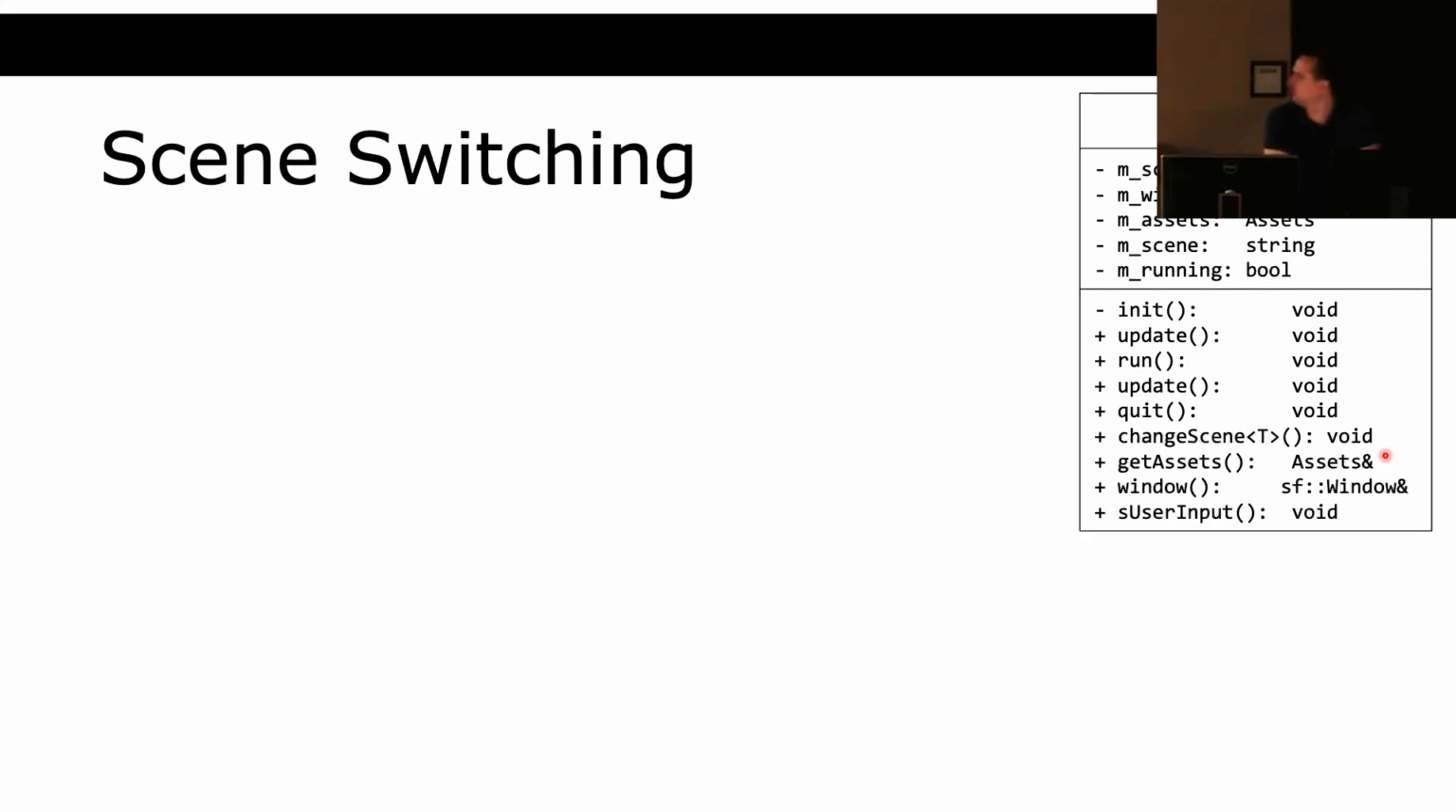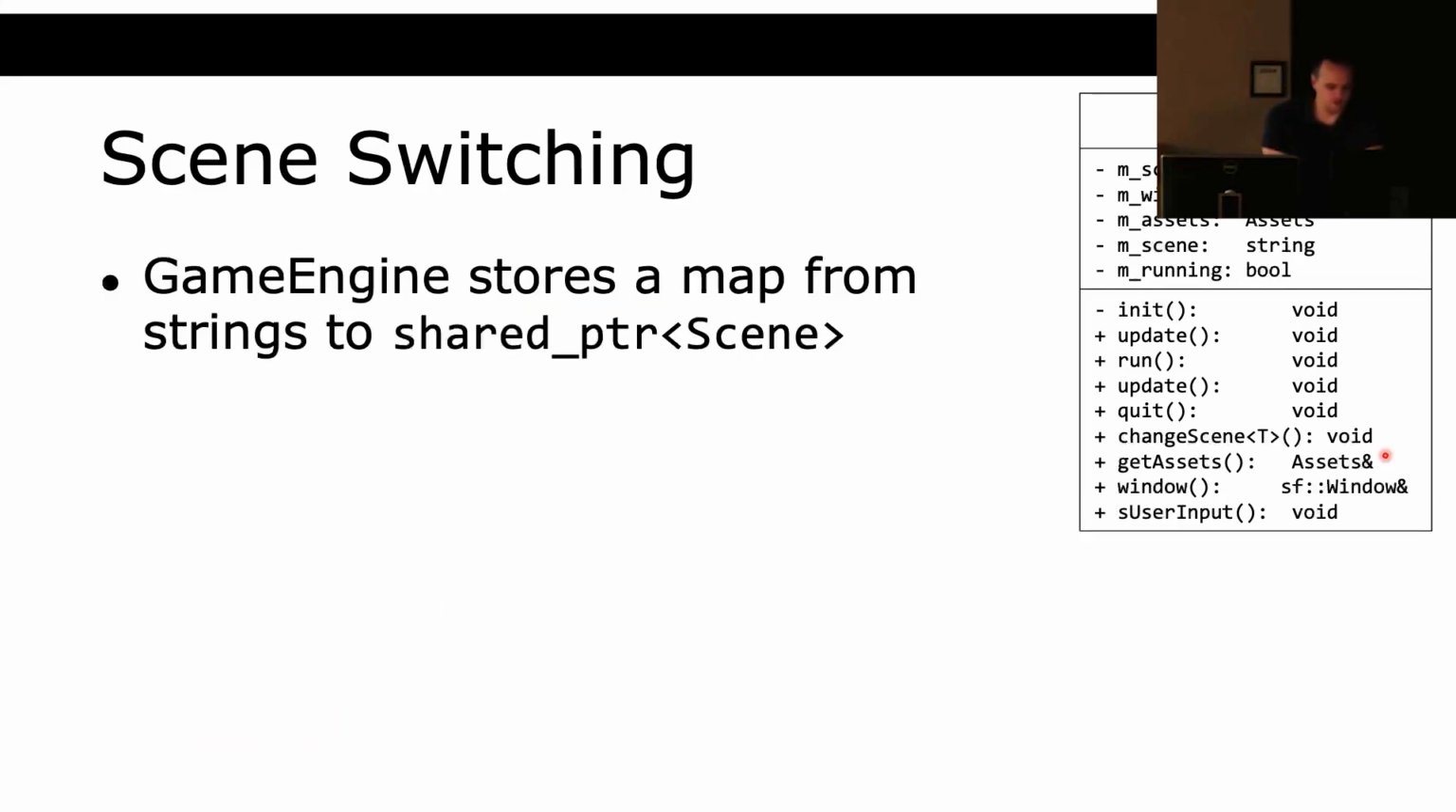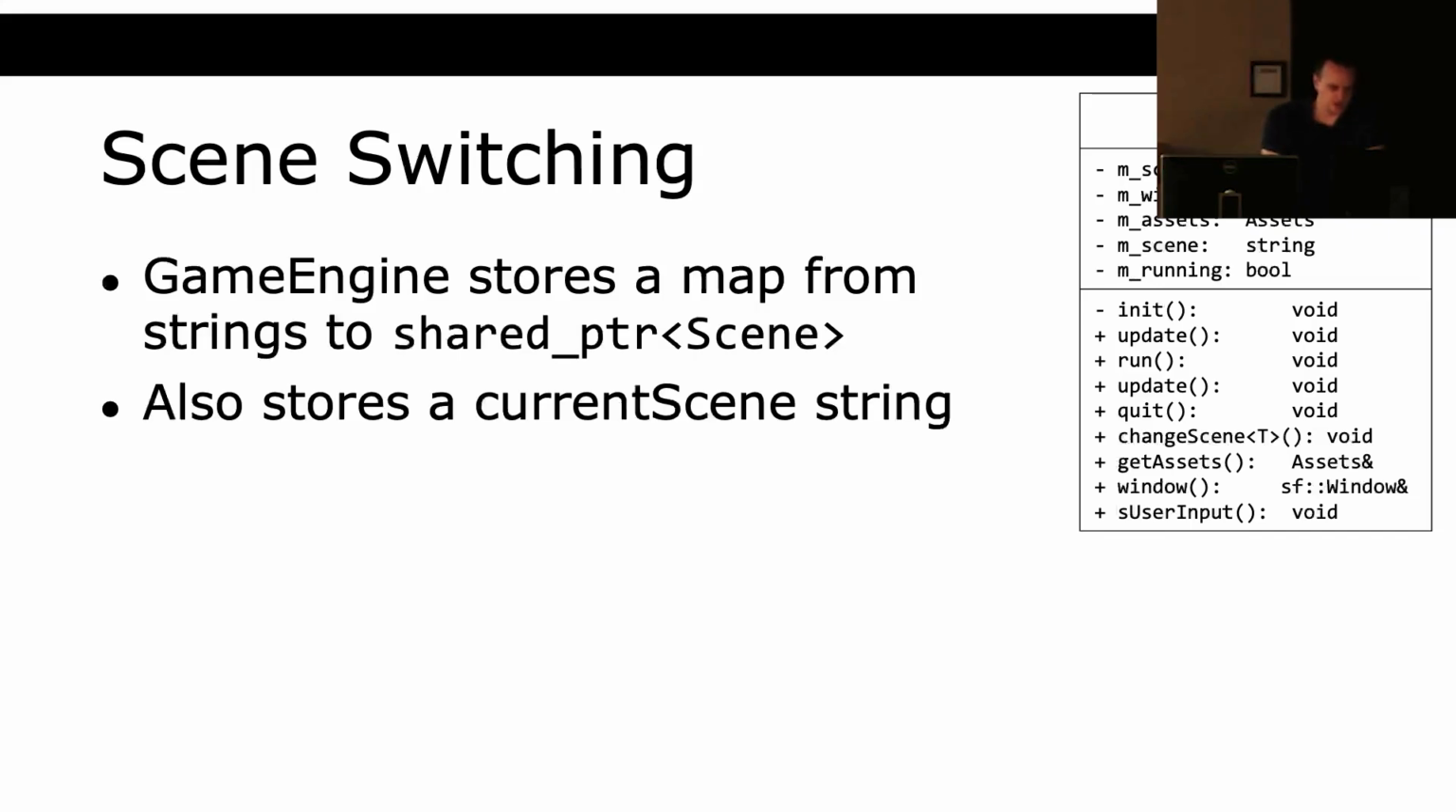So how do we do scene switching with this then? The game engine is going to store a map from strings to shared pointers, right? I just made this a bit smaller up here, but we have a map from strings to shared pointers. That's probably, my face is covering this in the video, so you can go back a couple slides if you want to see that. And it also stores a current scene string.